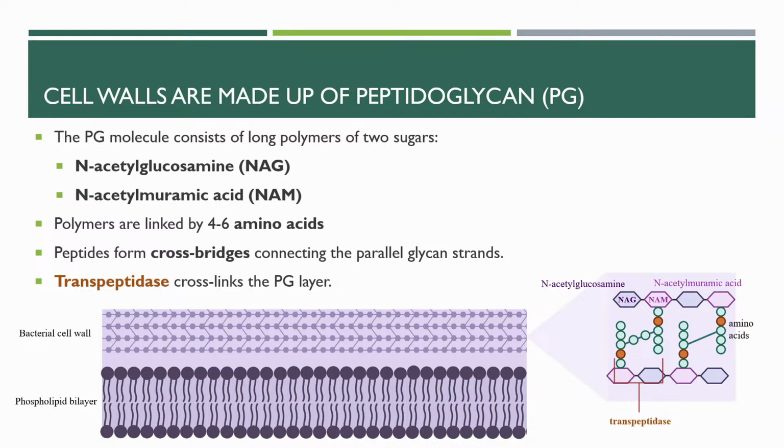So glycans are sugars, peptides are amino acids. So the cell wall is made up of the peptidoglycan layer, amino acids, and sugars. It's in the name. You should know that. And so over here we have the phospholipid bilayer, and that's protected by the cell wall. So this is the peptidoglycan layer. You zoom in and you see it's made up of peptides and glycans. You also have the transpeptidase enzyme that clicks things together. I actually created this image and I'm proud of it.